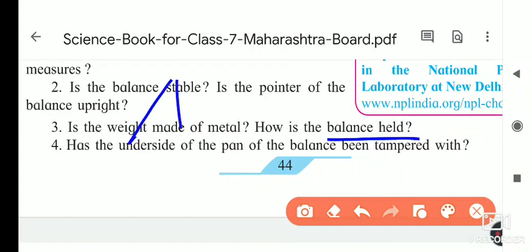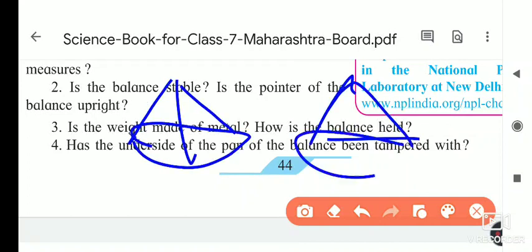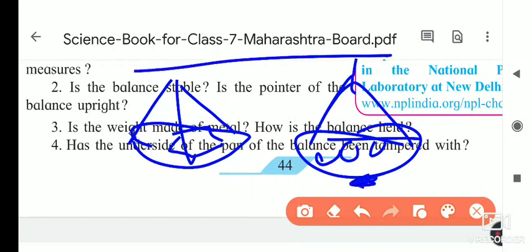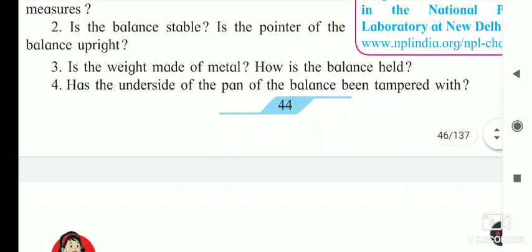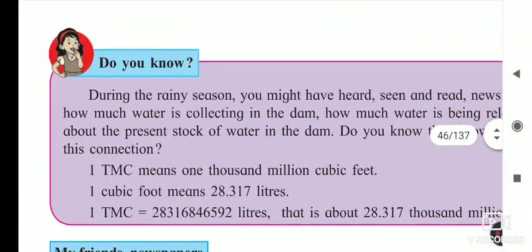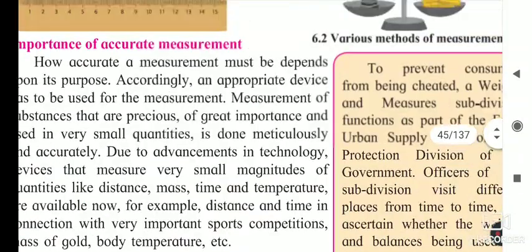Suppose, as you know, some people are using a magnet or something like that. Suppose here is the weight and here you are taking the vegetables, and they put some magnet-like structure there. So what happens is that we get a lesser amount of potatoes or brinjals, whatever we take from that shopkeeper. Has the underside of the pan or balance been tampered with? It means nothing should be stuck to it; we have to check that first.